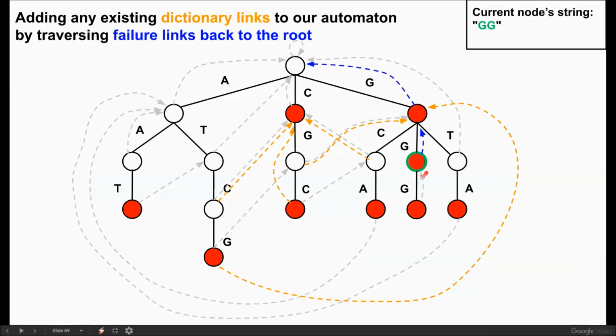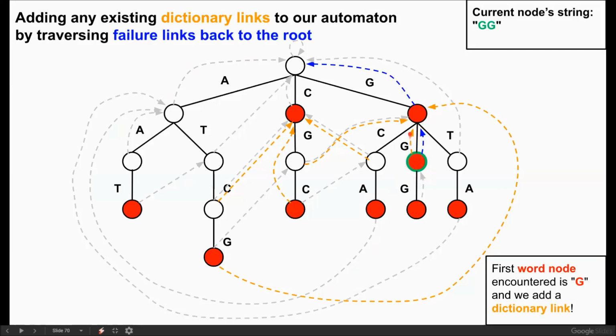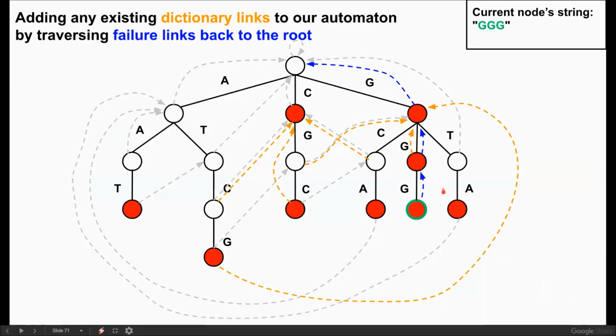Now let's look at this node. So let's traverse the failure links. We go along this one, and we hit a word node right here. So that means that this one will have an outgoing dictionary link from itself to that word node that we encountered. Now for this node, same thing. Let's traverse the failure links. So we traverse the failure link, and oh, we already found a word node right here. So we add a dictionary link from this node to the word node that we encountered.